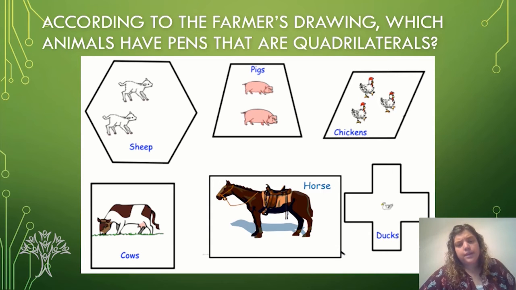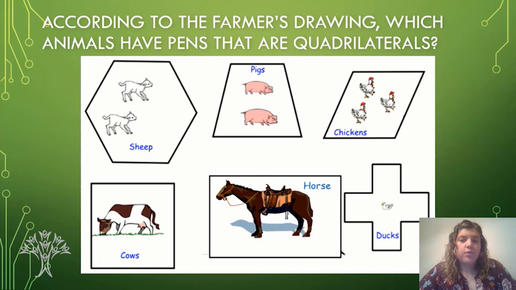Now, this was the drawing that I showed you of the farm to begin with. And I want you to think, which of these animals have pens that are quadrilaterals? In some of the first videos of this series, we talked about shapes. I will remind you that a quadrilateral has a specific number of sides. Squares are quadrilaterals, rectangles are quadrilaterals, so are parallelograms and trapezoids. Who knows how many sides a quadrilateral has?